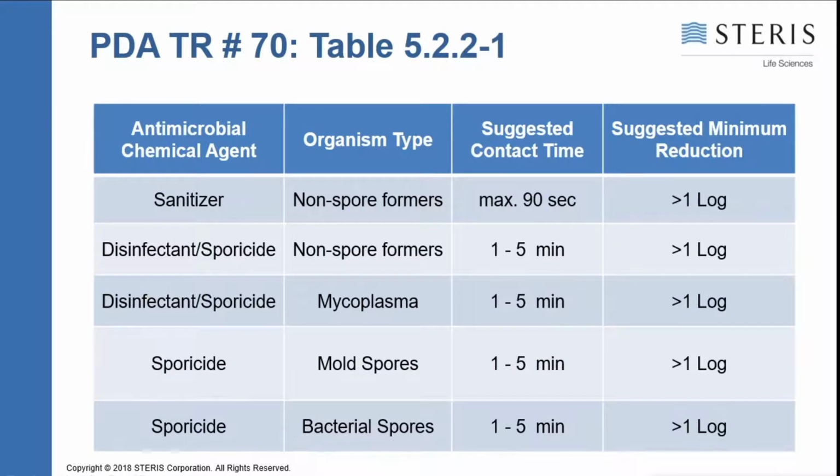So here's the table that gets into that log reduction, and this comes from the PDA's Technical Report number 70. If you look at this closer, alcohol, which would be considered a sanitizer, you'd be looking at least 90 seconds with a greater than 1 log reduction. Sporicides, disinfectants, you would be going for a 1 to 5 minute contact time and greater than 1 log reduction. And sporicides, when it comes to mold spores or bacterial spores, 1 to 5 minute contact time with greater than 1 log reduction.